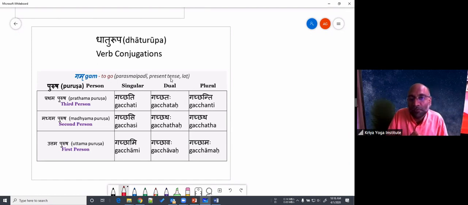what is the tense? So this is present tense. I'll use this word, which is a cryptic word like lat, but it's the present tense. And there is a particular category here. You see parasmaipadi. So in Sanskrit, the verbs are actually of two kinds: parasmaipadi or atmanepadi. I just want to tell you that this is just an overview. We will go into the details of those later on. So do not worry too much about it right now.